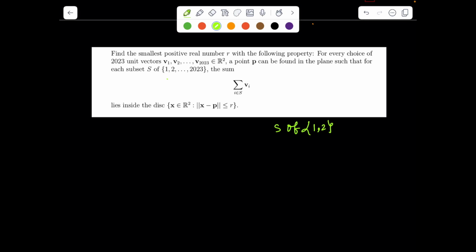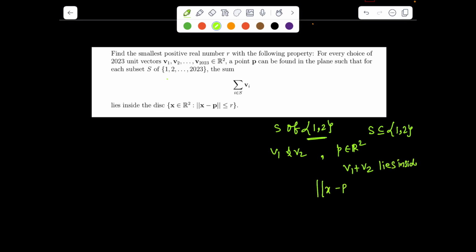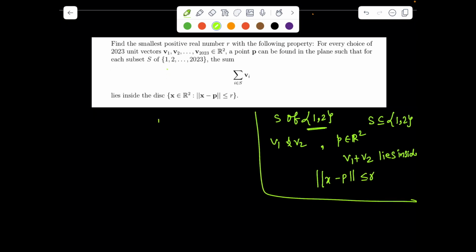So now the question will be read as: the smallest positive real r with the property that for every choice of two vectors b1 and b2, a point P can be chosen in R2, which means in the 2D plane, such that for a subset of 1 and 2, the sum b1 plus b2 lies inside a disk |x - p| is less than or equal to r. Right? So what does it mean?